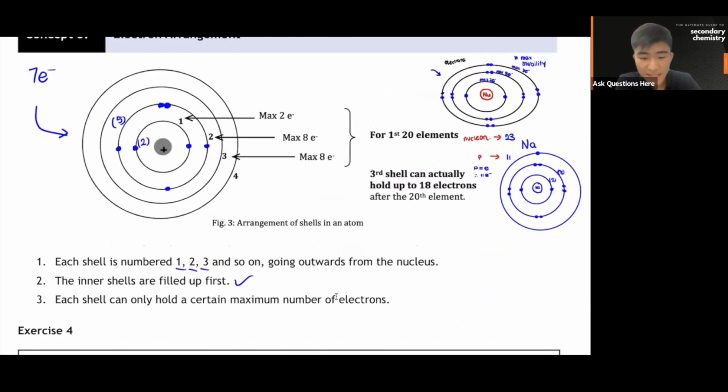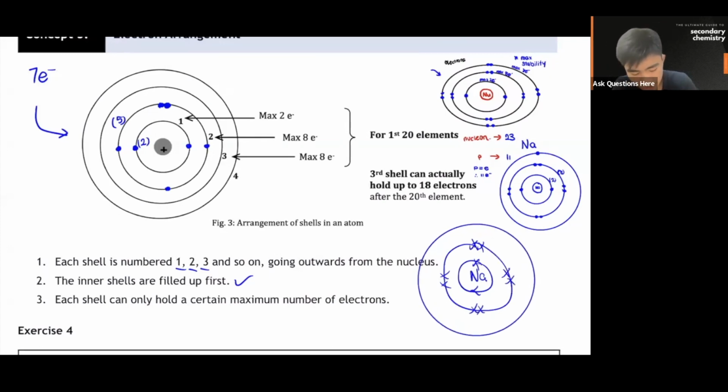Can you use X to represent electron instead of circle? Of course you can. For simplicity's sake, you can use X to represent that, or you can use the dot as well. Some tutors prefer to use X, some prefer to use dot. It's personal preference, both will be accepted. I prefer to use dot because it's neater, but both can. Some schools will teach just use X, some schools will teach use the dot. Both are okay.